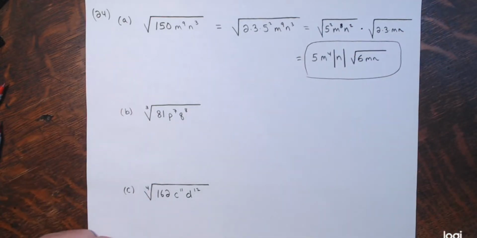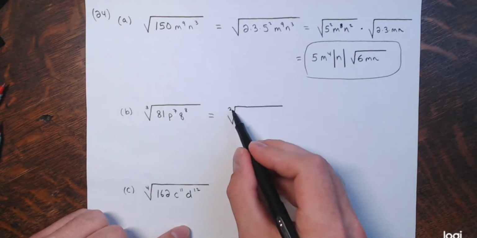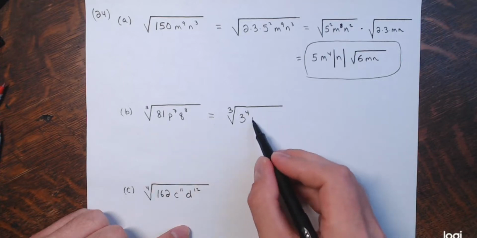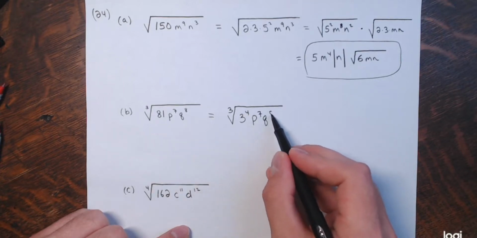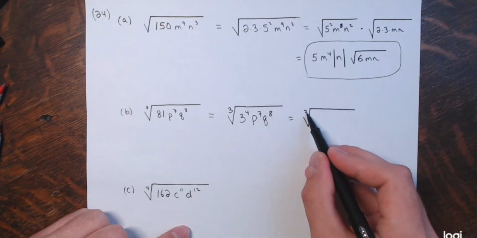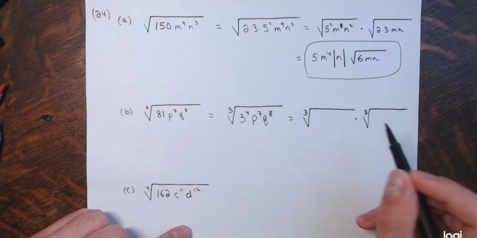All right, next we have a cube root. Now 81 is 3 to the 4th. Then we have p to the 7th, q to the 8th. I want to break this up with the product property. Right. Cube root of cubes times cube root of non-cubes.